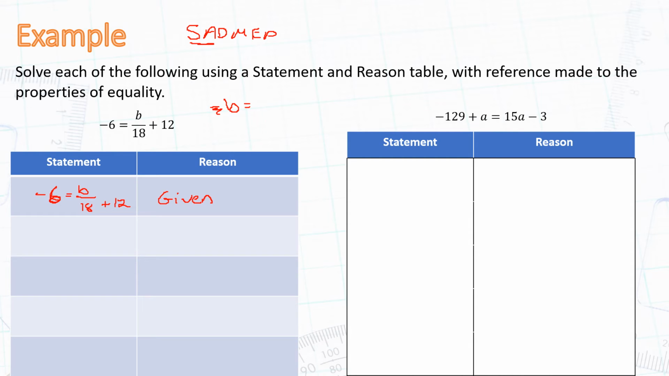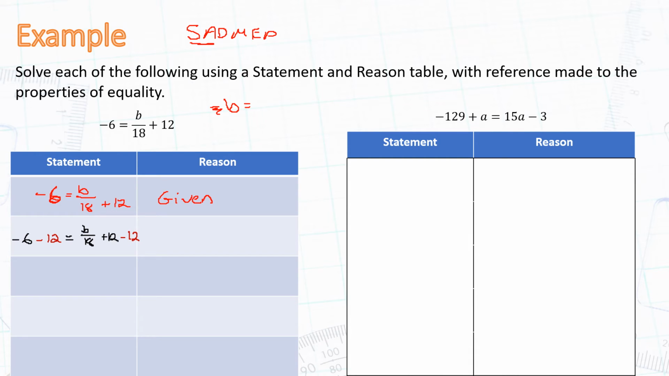So the 12 has to go first. We're adding it. I want it to be 0 because I want it to be an identity value, which means I need to subtract 12 from both sides. So I'm going to have minus 6 minus 12 equals b over 18 plus 12 minus 12.